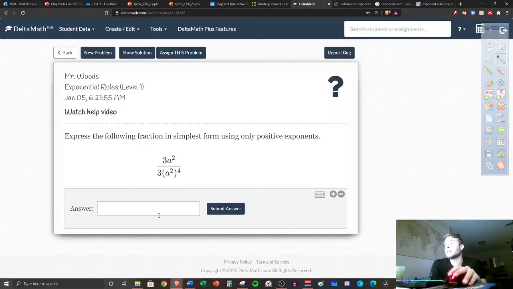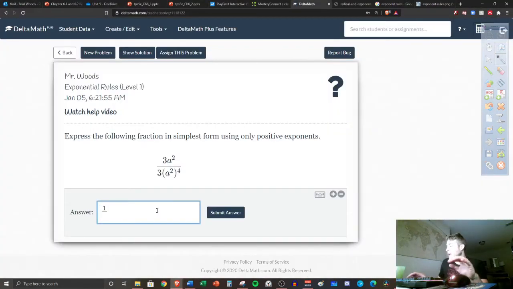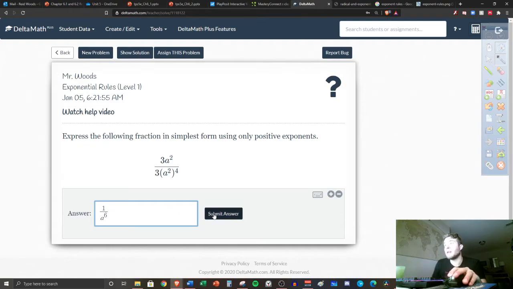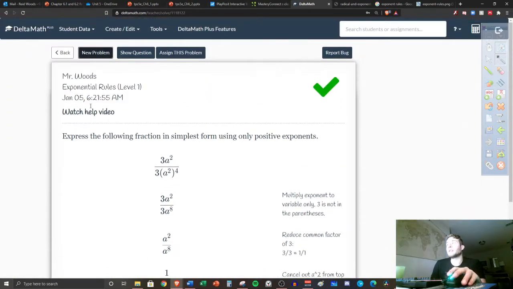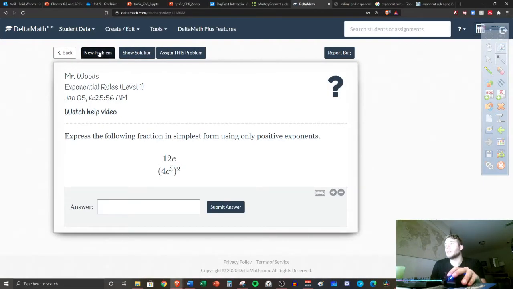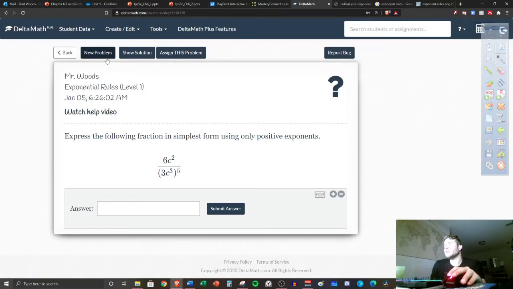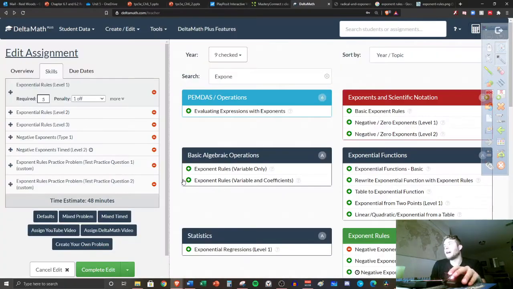So let's go back to Delta Math. 1 divided by a, raised to the 6th power, submit. There you go. And it shows the steps. You obviously have help videos you can watch, but there's all kinds of questions on here. It looks like a lot of them are going to be about the same. This is level 1, so there's not a ton of variation in these. You have 5 problems to do.